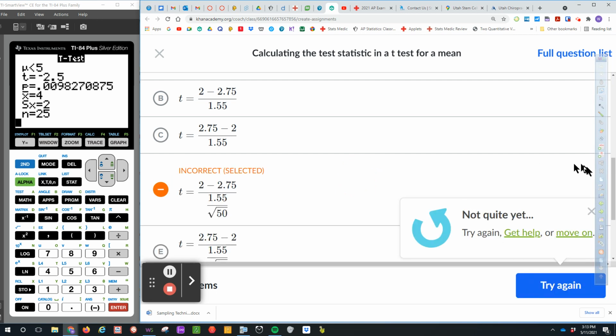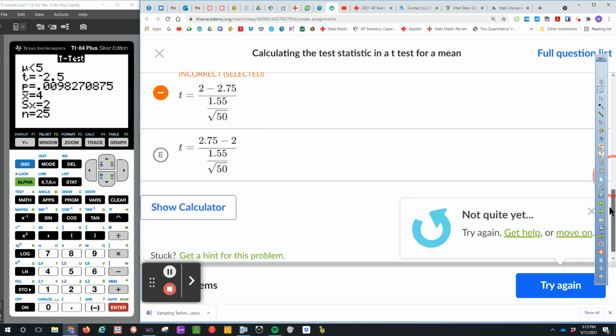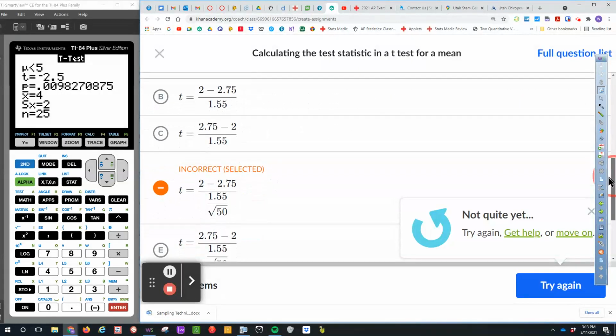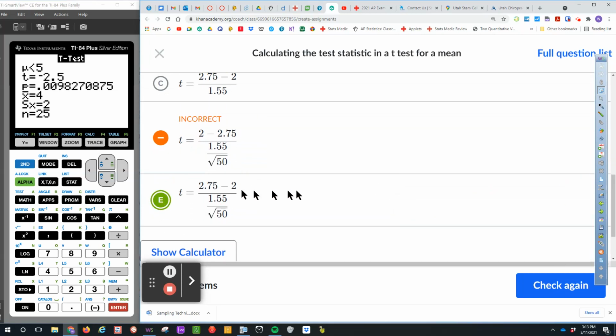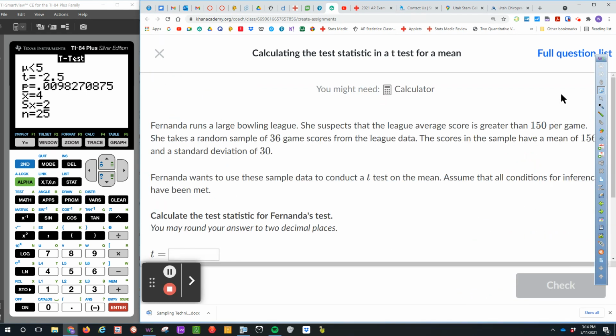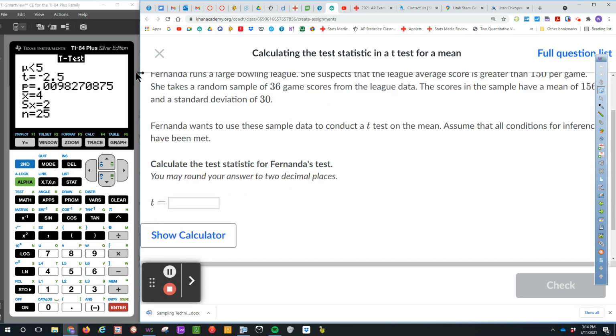Oh, did I choose the wrong one? I did, huh? So what was the mean? This I said 2.75. The population mean is 2. So all right. Anyway, if you have any questions, let me know. And try to use the t-test on the calculator. Thank you very much. Hope everything is fine.